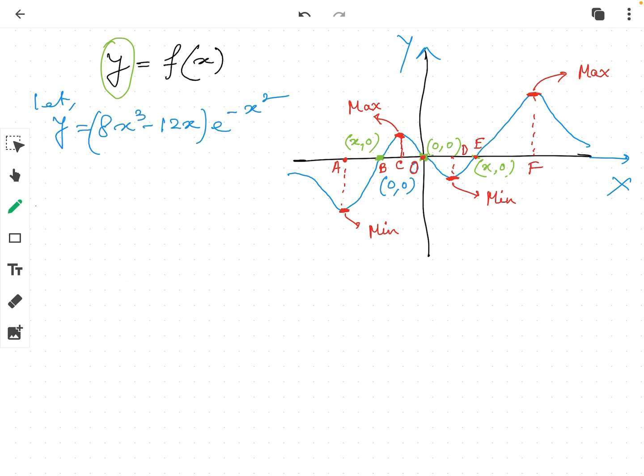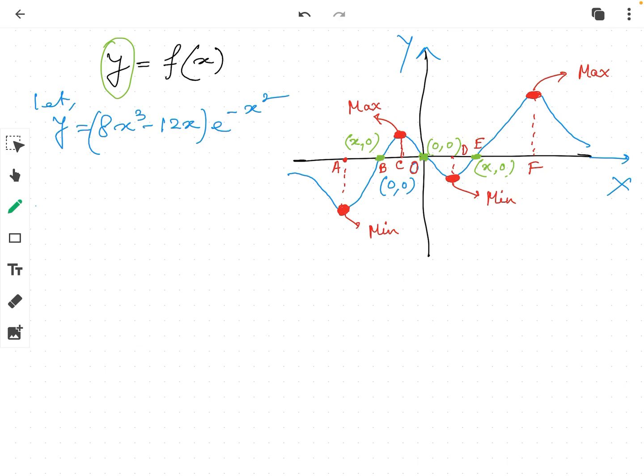So the function is 0 at these green points, here, here and here. At this point and this point the function is minimum, and at this point and this point the function is maximum. And one more thing, the number of maxima and minima will give you the total number of extrema.